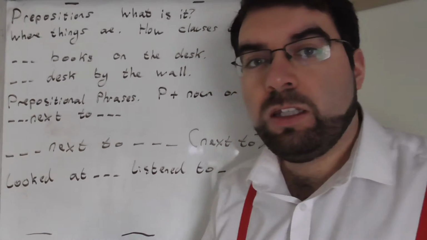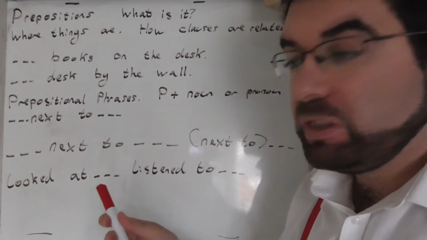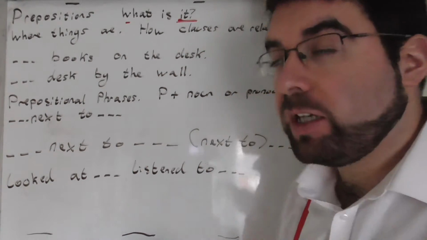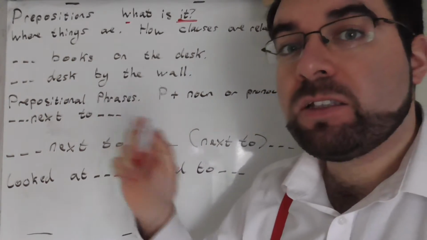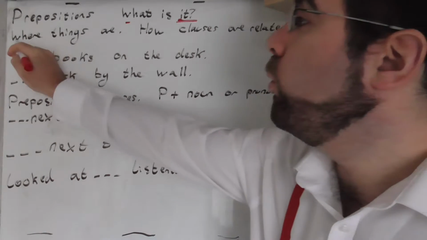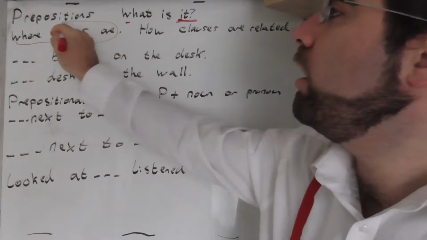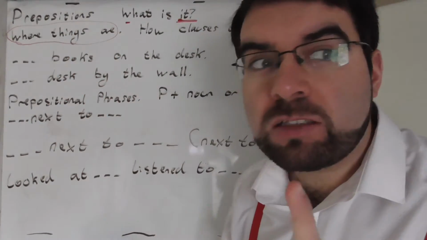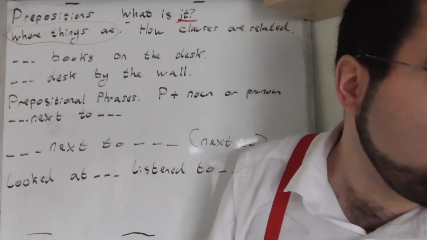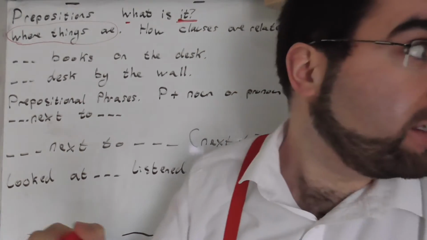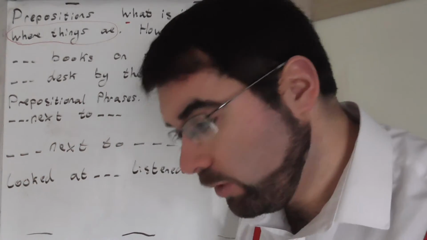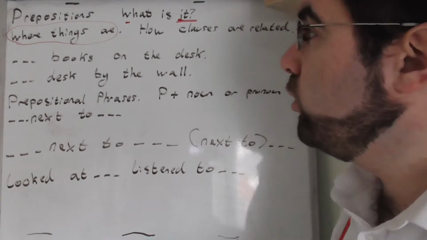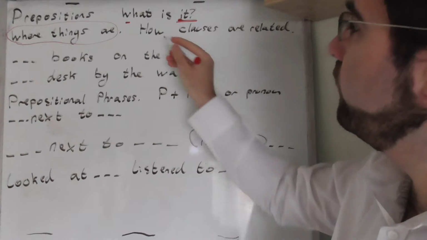Okay, so let's look at what is a preposition. What is it? What is it about? I've always described to my students that it is where things are. Nice and simple. Where things are. Here, there, up, down, over there, underneath, behind, in front, above, below. Where things are.